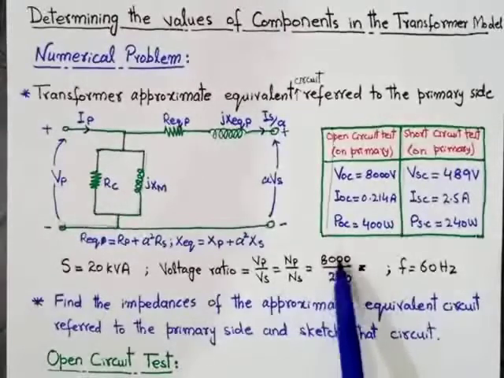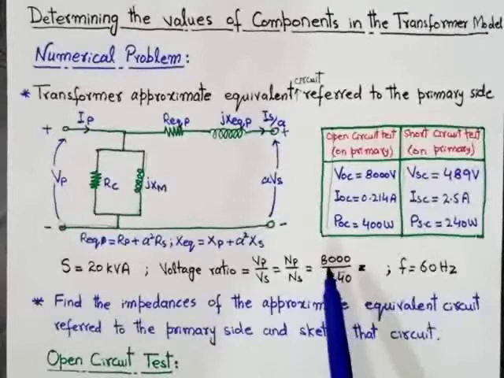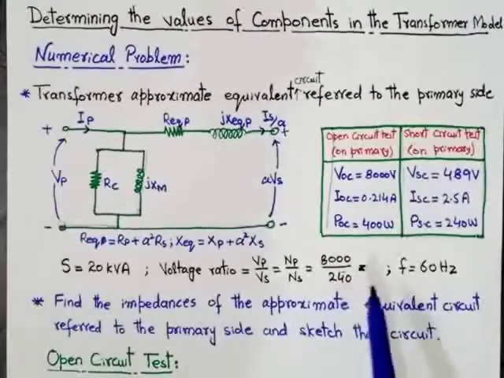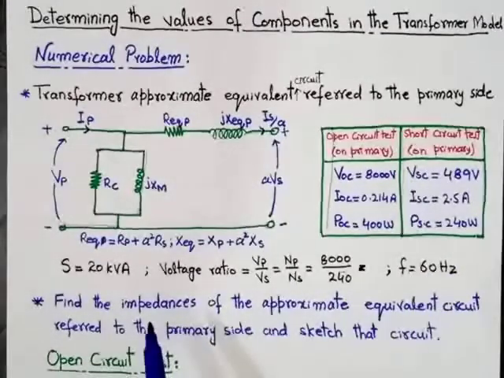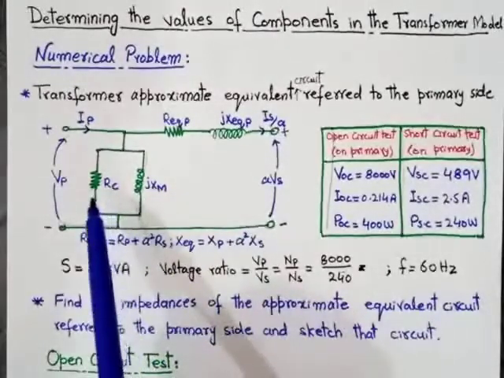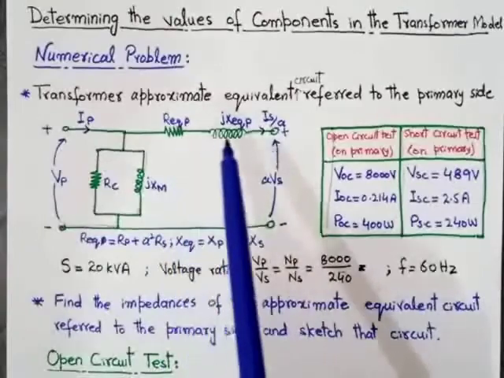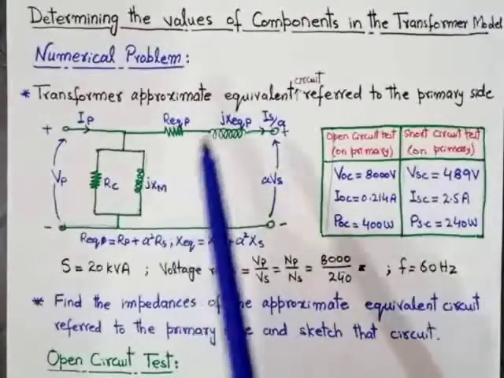So the high voltage side of this particular problem is the primary side of the transformer and the low voltage side is the secondary side of the transformer, and the frequency is given here, f is equal to 60 Hz. Now the question is, find the impedances of the approximate equivalent circuit, refer to the primary side, and sketch that circuit. It means we will find the values of Rc, Xm, R equivalent and X equivalent by using the open circuit and short circuit test of the transformer.